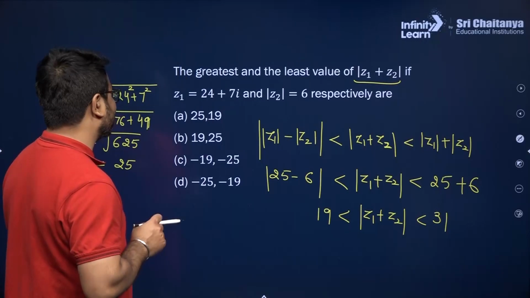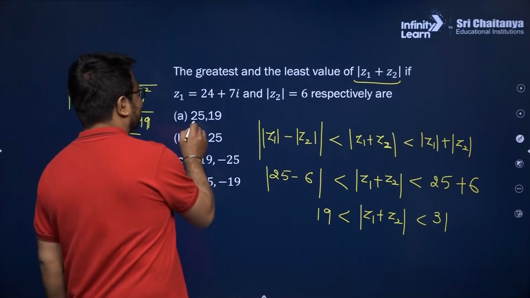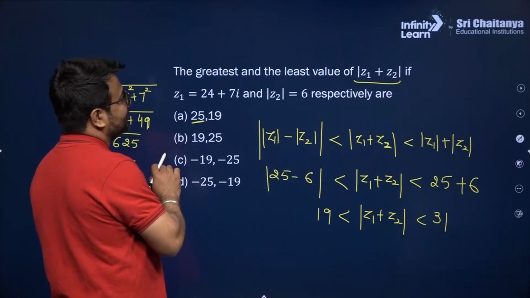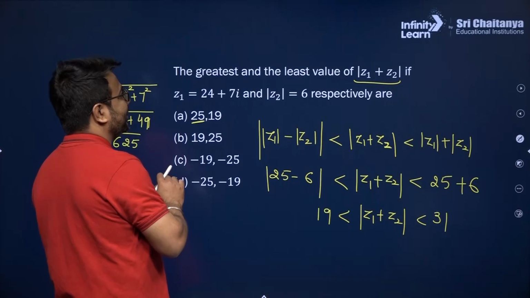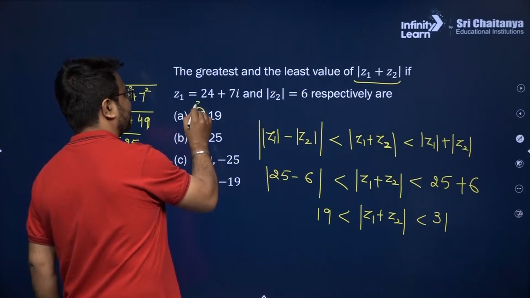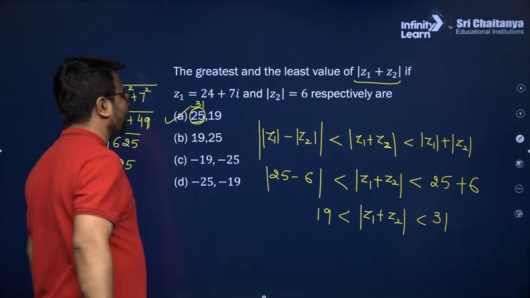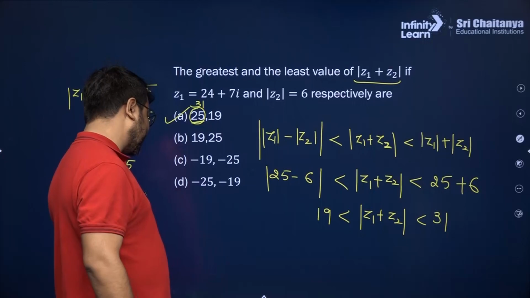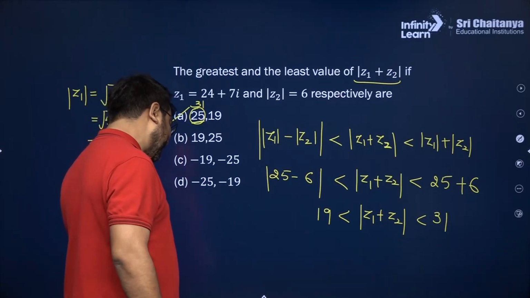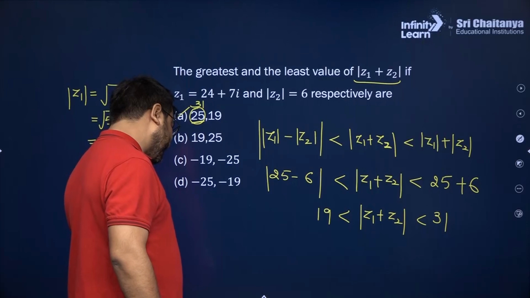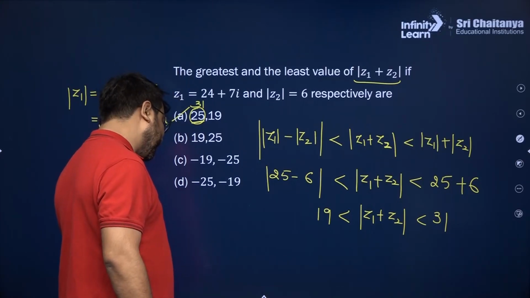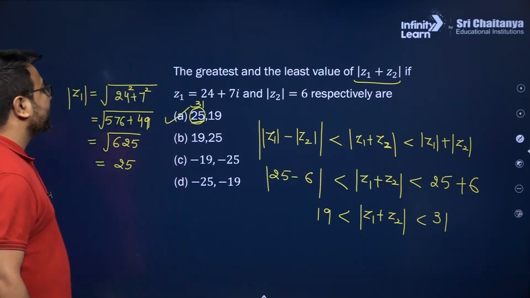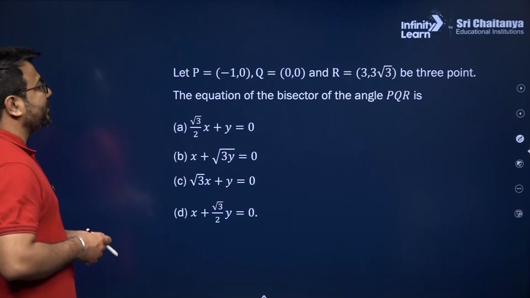I think there is a problem in the option. Why have they written 25 over here? It should be 31, the greatest value of |Z1 + Z2|. Yeah, it should be 31. Okay, so make option A as 31 and 19. I hope you are able to understand how we got this answer. So the greatest value of this particular expression is 31 and the least value is 19. Alright, so we are moving ahead to the next one.